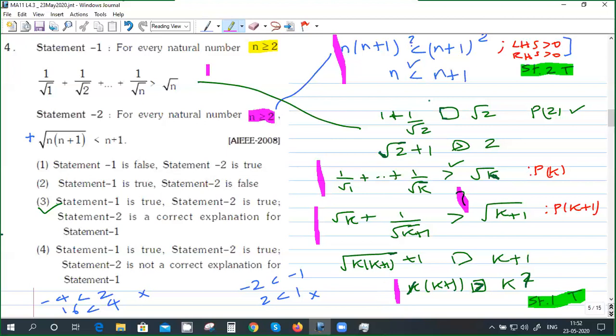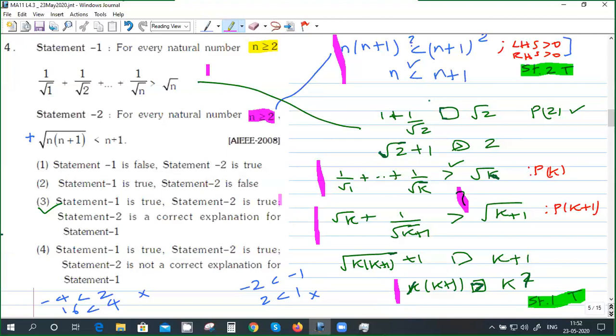Rather k plus 1. Square k square. Okay, I'm squaring and then I'm cancelling k. Squaring I'm allowed because both sides are positive, and I'm cancelling k because k is positive. Daksh, is it clear? Yes, sir.